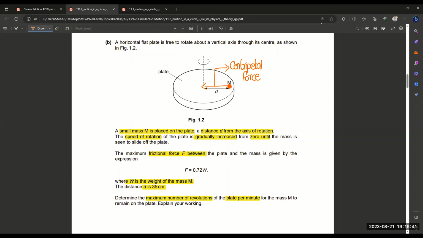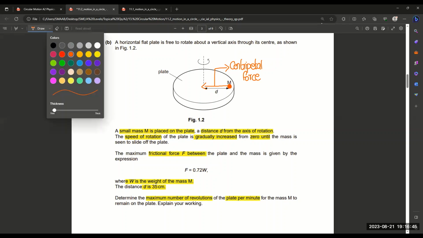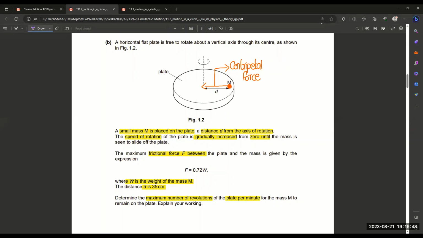off the plate. Okay, so basically friction and the centripetal force both will act in the same direction, right? Because this object tries to move away from the plate. So this will be the direction of motion. Okay, clear? And you know that friction will always be in the opposite direction. So what will be the direction of friction?